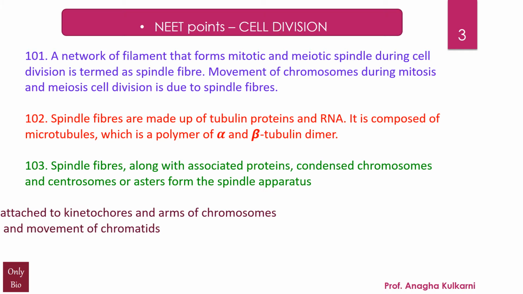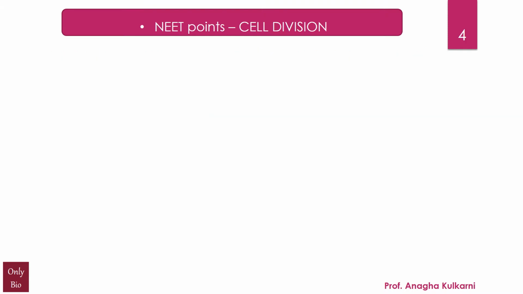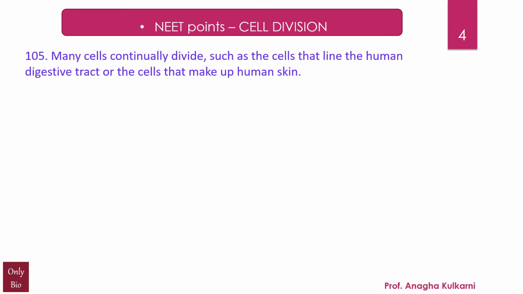Next, spindle fibers get attached to kinetochores and arms of chromosomes and help in segregation and movement of chromatids. The next point, many cells continuously divide, such as the cells that line the human digestive tract or the cells that make up the human skin.